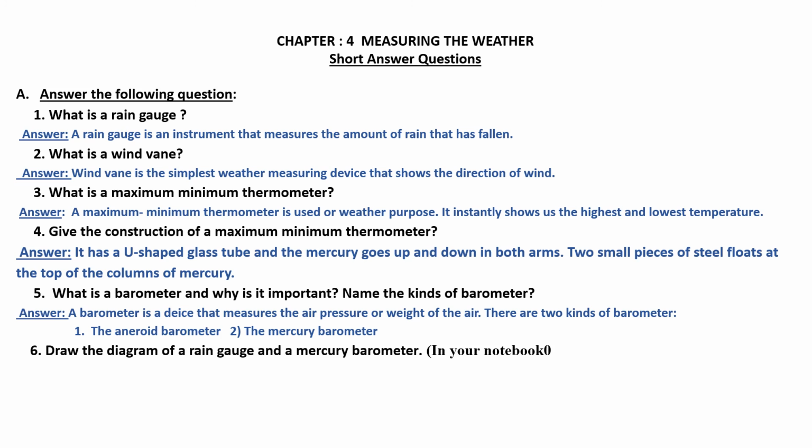Answer: a barometer is a device that measures the air pressure or weight of the air. There are two kinds of barometer. Number 1, the aneroid barometer. Number 2, the mercury barometer. Question number 6: draw the diagram of a rain gauge and a mercury barometer in your notebook.